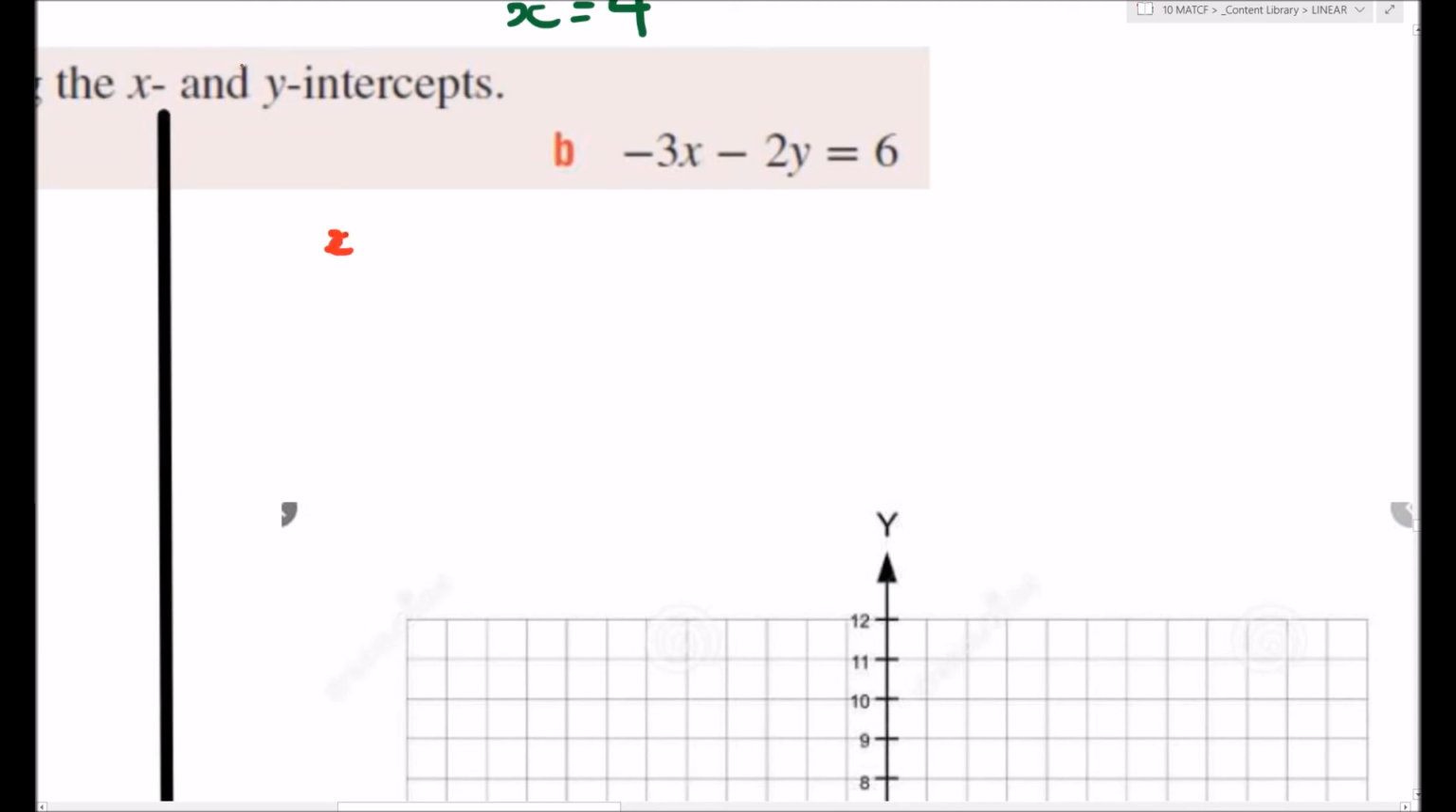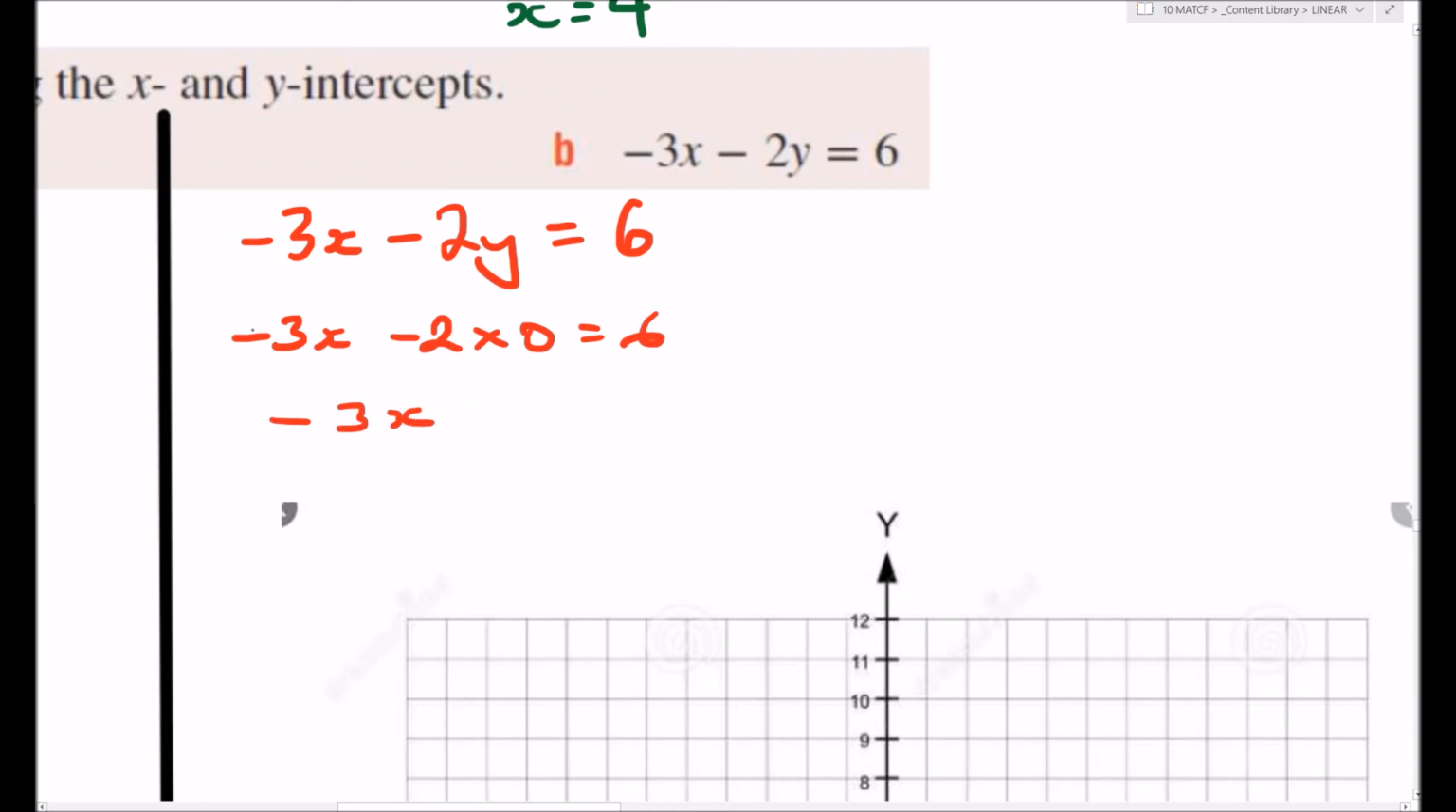For the x-intercept, actually, I'll use red for x-intercept, but my formula is negative 3x minus 2y equals 6. So I want to find my x-intercept, change y to 0. So negative 3x minus 2 times 0 equals 6. So when you solve this, negative 3x is done as it is. Negative 2 times 0 cancels itself out because anything times 0 gives you nothing. So you're left with negative 3x equals 6.